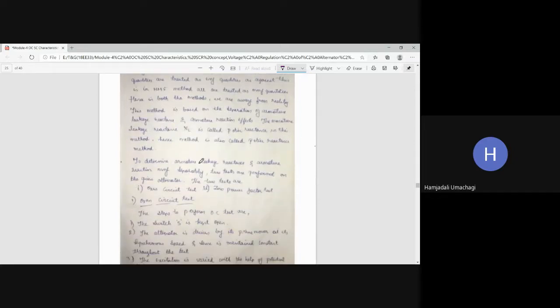To determine the armature leakage reactance, that is Ia into XL, and the armature reaction MMF, that is Ia into Xar, we are separating XL and Xar. Actually XL and Xar together are nothing but the synchronous reactance Xs. So now we are separating IaXL as an EMF quantity, and Ia into Xar as an MMF quantity, separately.